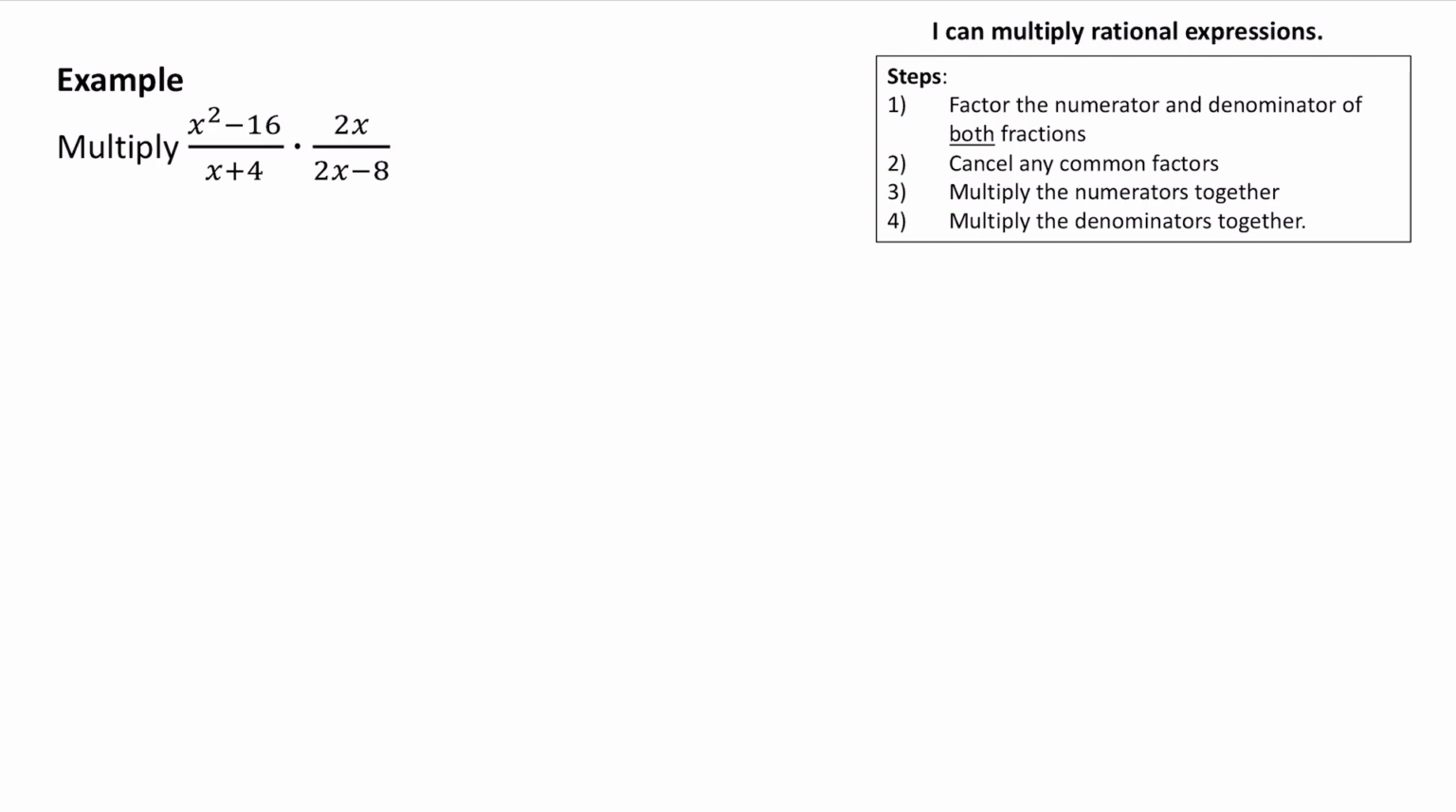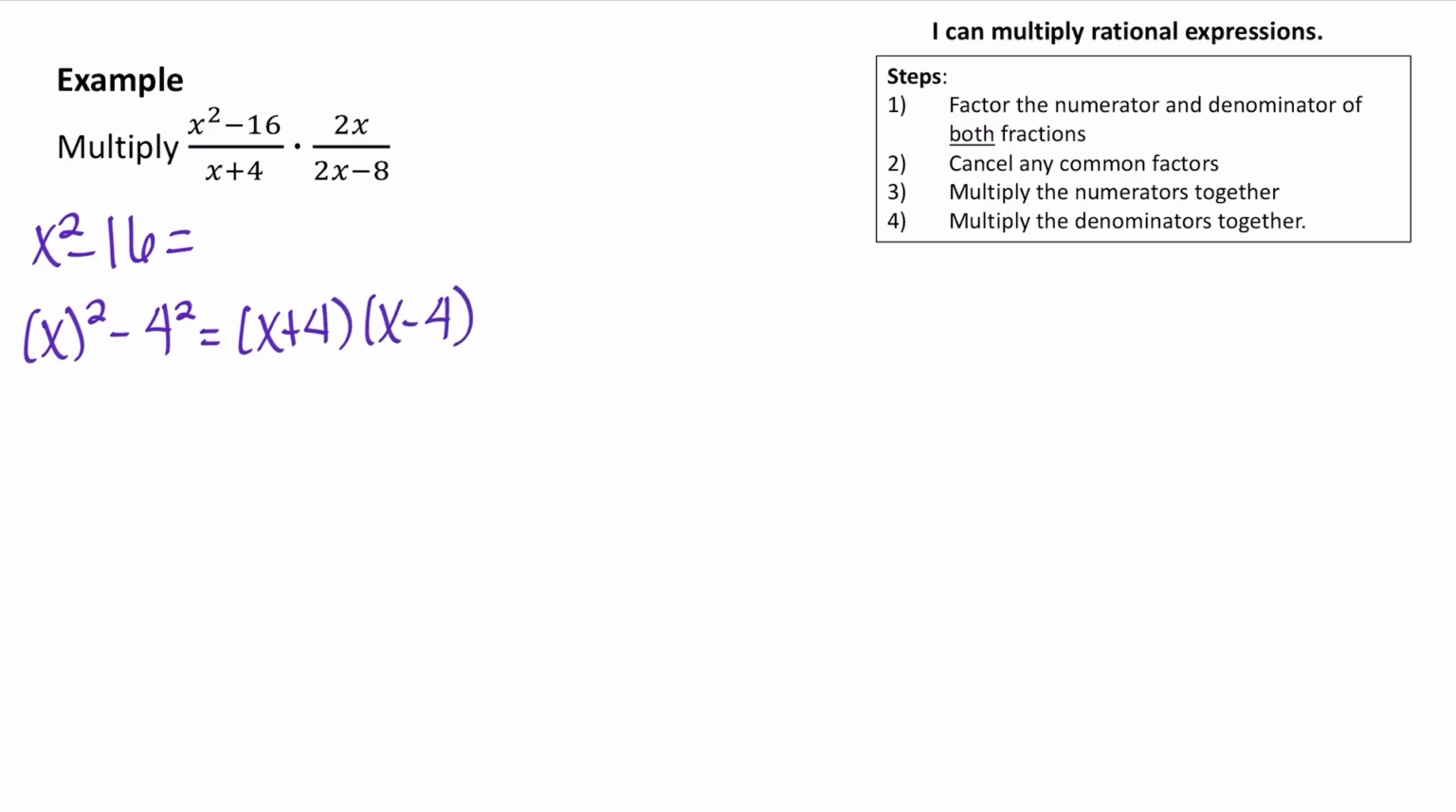So now let's try multiplying these two expressions. So let's factor the first numerator. We have x squared minus 16. This is one of those special factoring patterns, right? Because this is the difference of two squares. So we have x squared minus 4 squared, so that can be rewritten as x plus 4 times x minus 4. X plus 4 can't be factored any further.